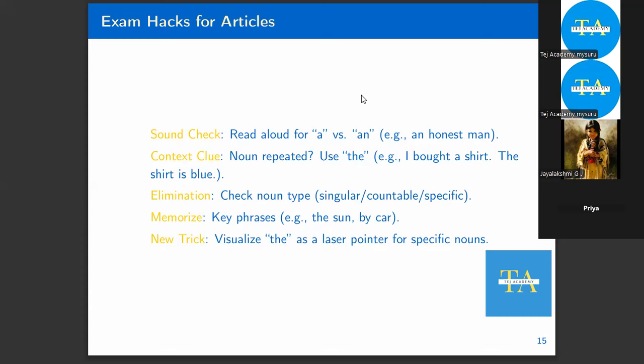And there is one more trick, and that is visualize the as the laser point for specific nouns. We know that we use the for the specific noun, and you have to use it as a laser point, like the temple on the third street or the school which I visited last year. You know that it is the same school that you visited somewhere in the past. So you can say the school which I visited last year, like that. Okay, this is about hacks.